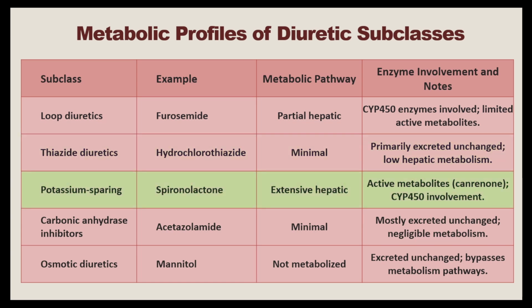Potassium-sparing agents like spironolactone undergo significant hepatic metabolism, forming active metabolites such as canrenone. Carbonic anhydrase inhibitors like acetazolamide undergo limited metabolism, with most of the drug excreted unchanged. Osmotic diuretics like mannitol are not metabolized.